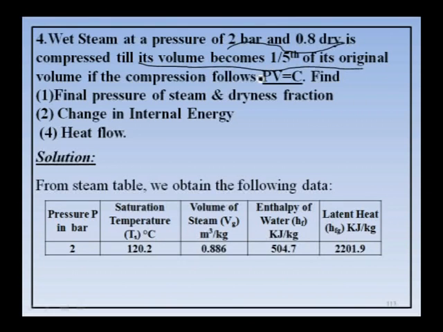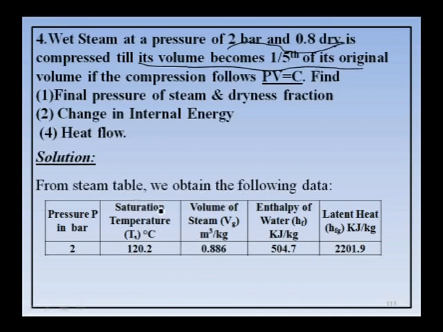If the compression follows the law, which is also given, PV is equal to constant, that means hyperbolic law. The product of pressure and volume is equal to constant in a hyperbolic process. When a hyperbolic process is there, immediately you should know that delta E is nothing but delta H, change in internal energy is equal to change in enthalpy. Next, find 3 parameters. Number 1, final pressure of steam. Observe the problem, no final pressure is given, right. Next, dryness fraction, both you should find. Number 2, change in internal energy, and number 3, heat flow, right.